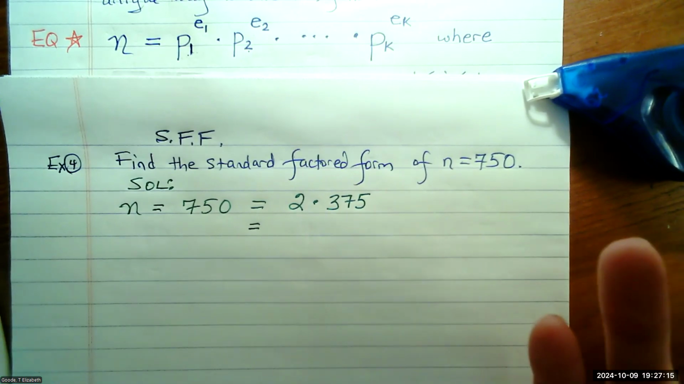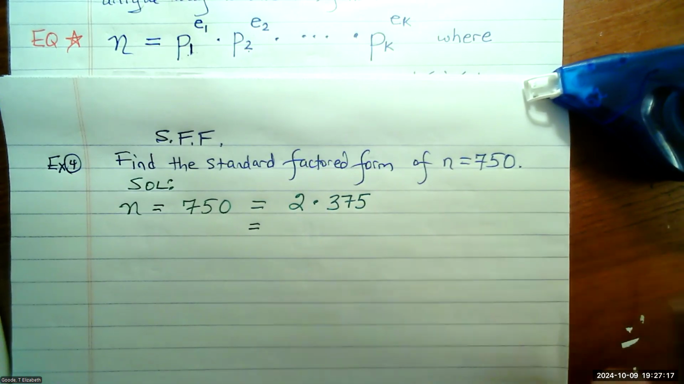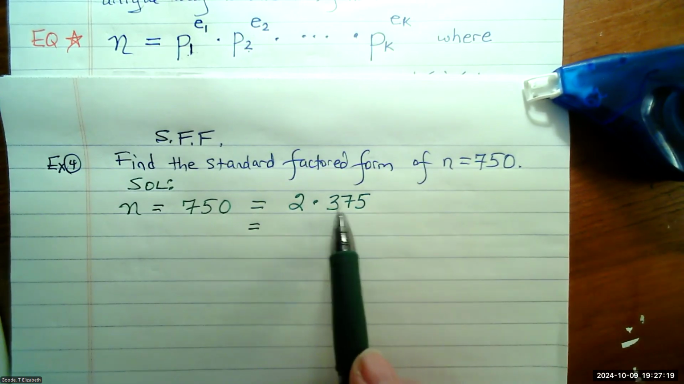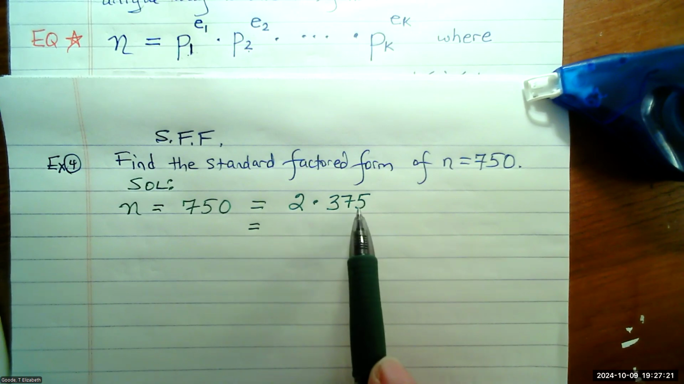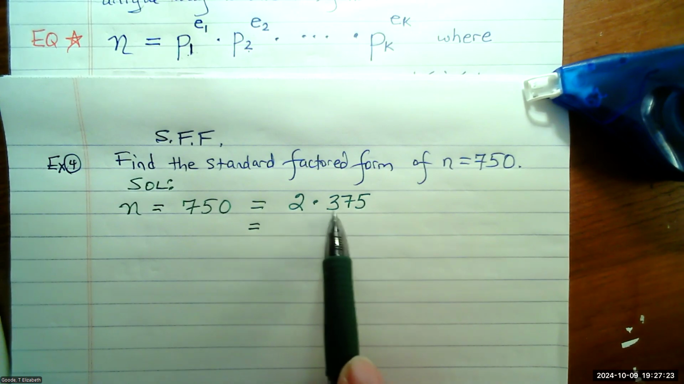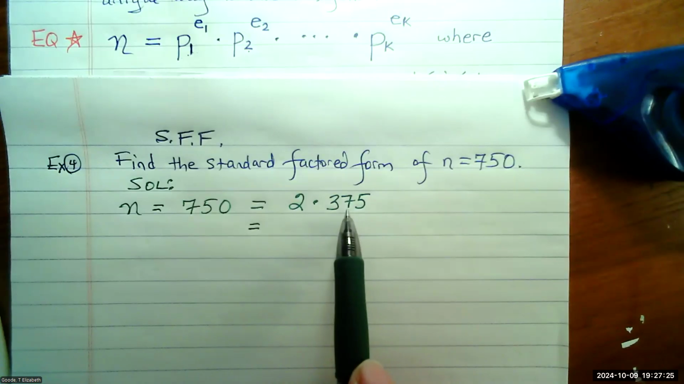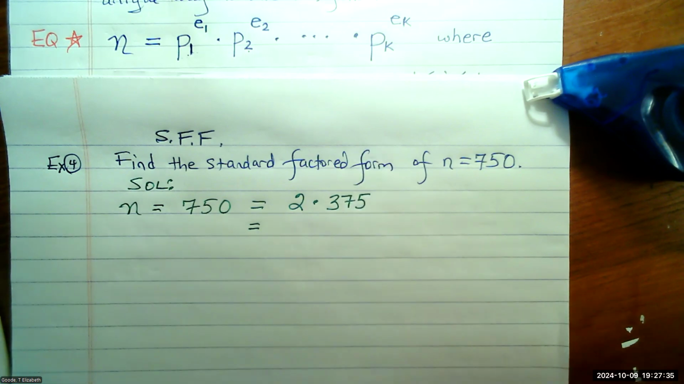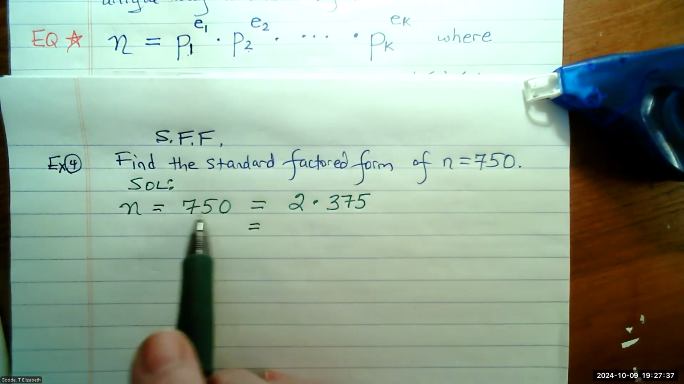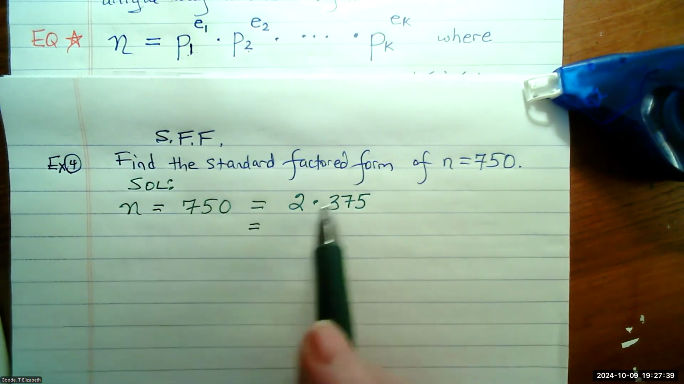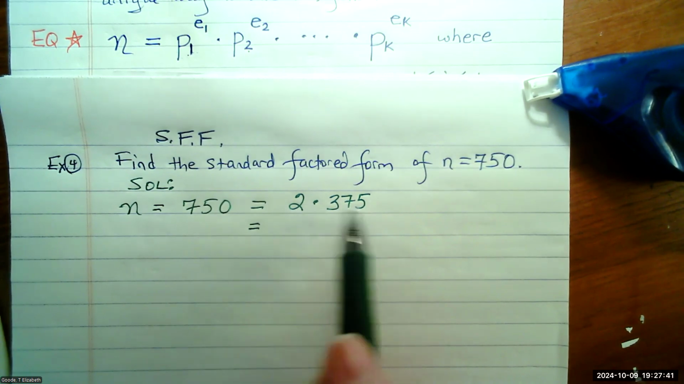Like I said, I just try to be methodical. You can use a calculator, it's fine. All right, now I'm looking at 375 because that's what I'm going to try to break down next. It's not an even number, right? So I know that 2 is not going to divide into 375. So we're done with 2's. There's no more 2's as factors of n. There's only one 2, okay?